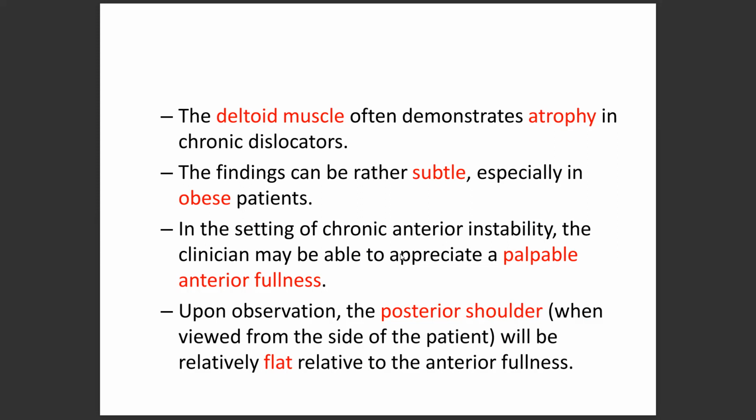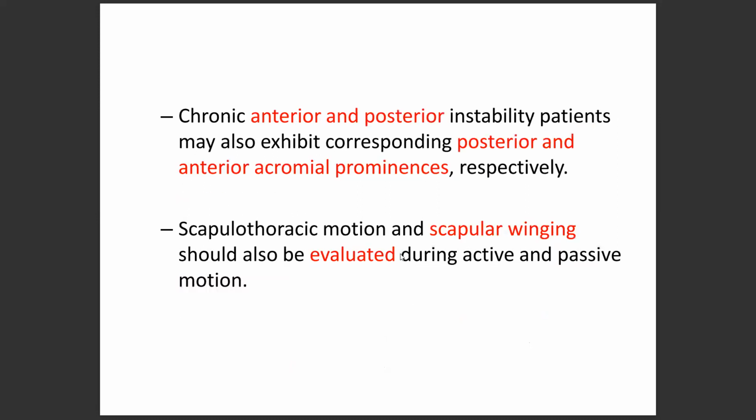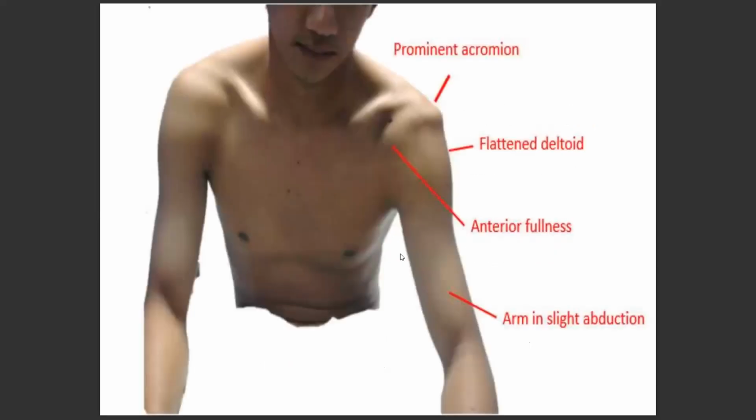Upon observation, the posterior shoulder, when viewed from the side of the patient, will be relatively flat relative to the anterior fullness. Similarly, the chronic anterior and posterior instability patient may also exhibit corresponding posterior and anterior acromial prominences respectively. Scapulothoracic motion and scapular winging should also be evaluated during active and passive motion. So these are the clinical presentations of the chronic case.